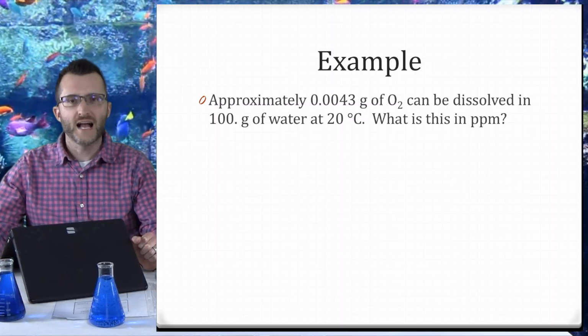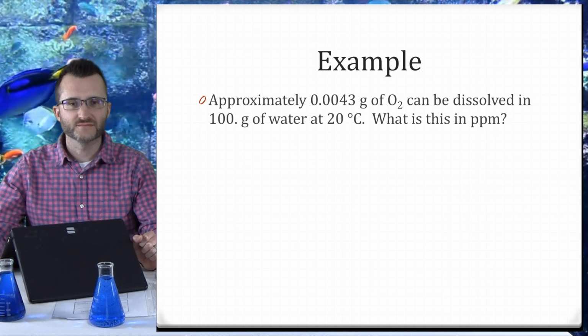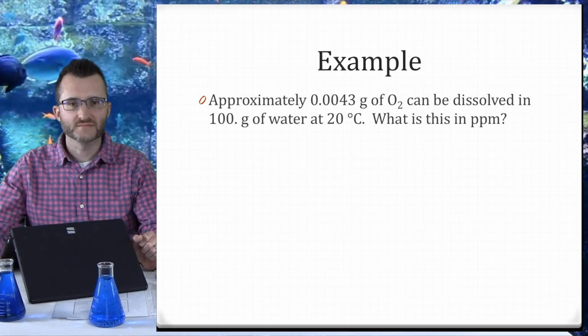All right, let's do an example. Shu, are you ready? I'm ready. All right, approximately 0.0043 grams of O2 can be dissolved in 100 grams of water at 20 degrees Celsius. What is this in parts per million?